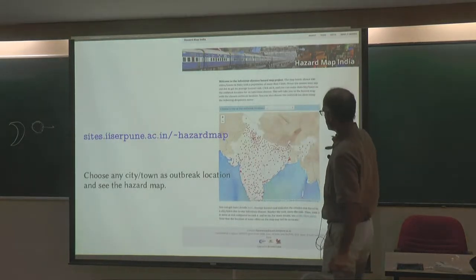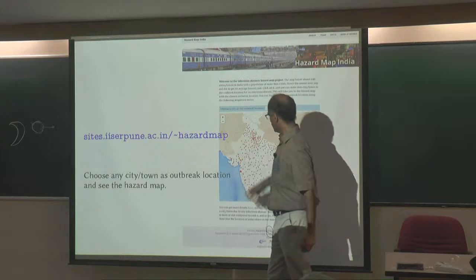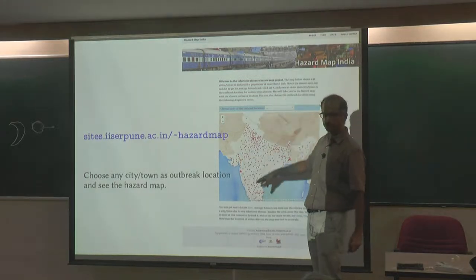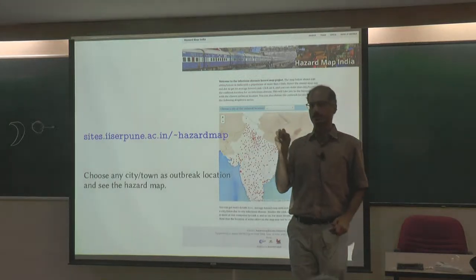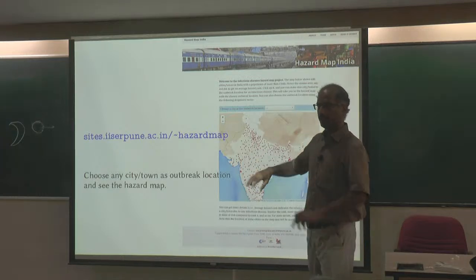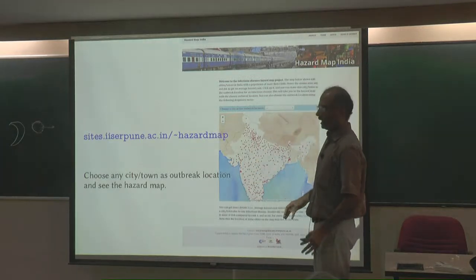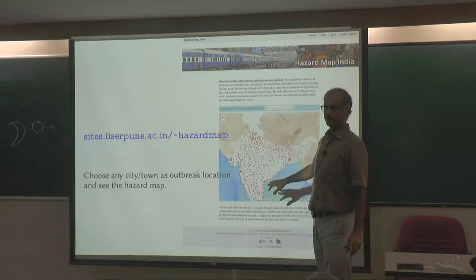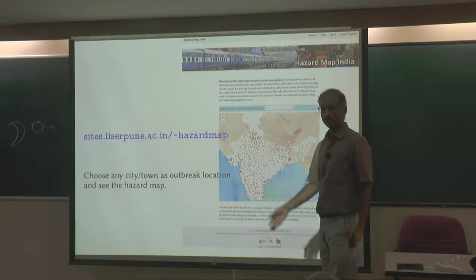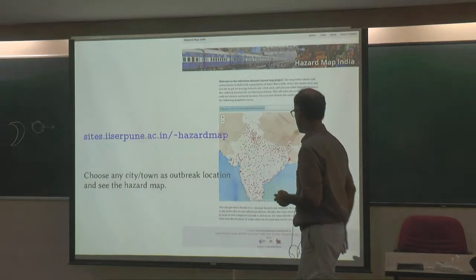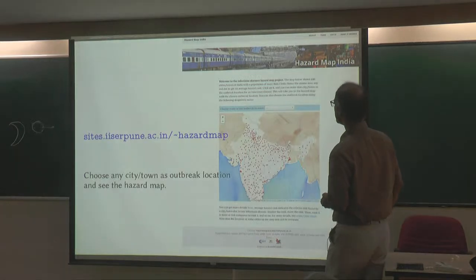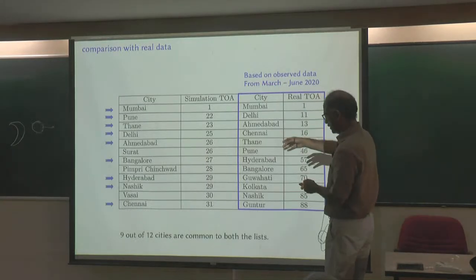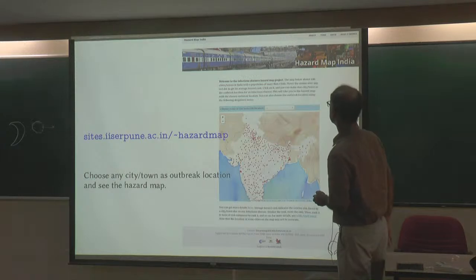And this actually has a nice web resource. You can go there and see, and in this you can actually choose any of these 446 cities as an outbreak location, and immediately it shows you the hazard map for every other city in the country. So you can try it out on your own whenever you get time. You can also see many other statistics on that website.